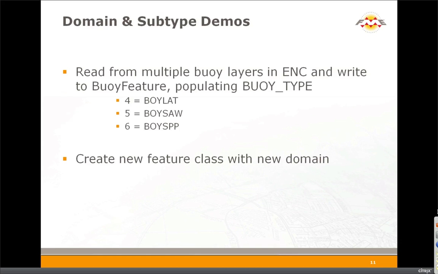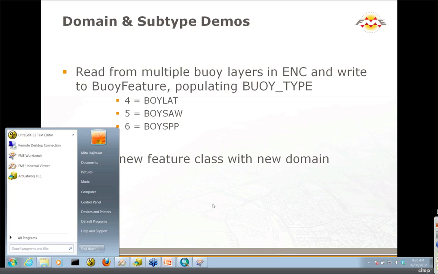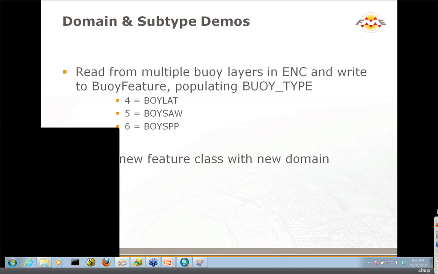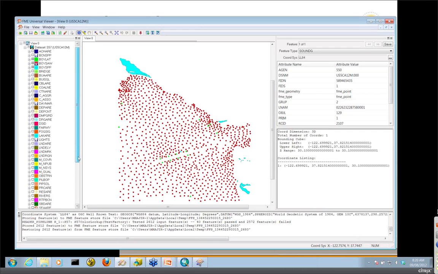Okay, so that's annotation. I'm going to move on now, and we'll talk about domains and subtypes. This time we're going to work with some buoy features from our ENC data. So let's take a look at what the buoy features look like inside of our viewer here. I'm going to turn off the soundings now.